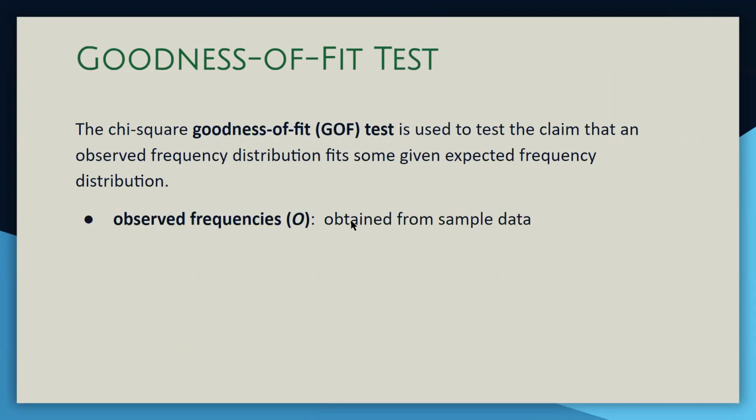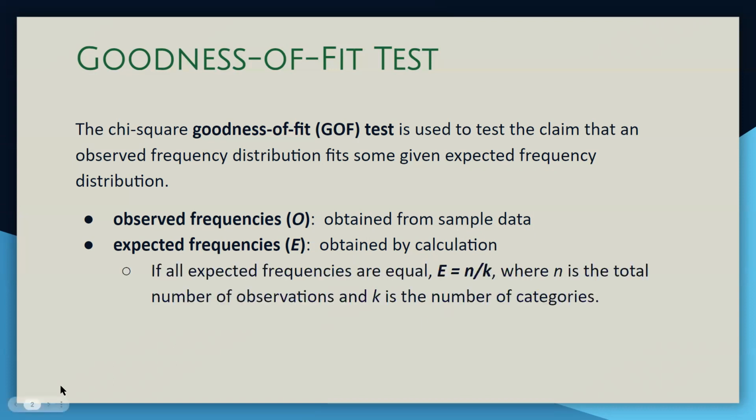Observed frequencies are obtained from sample data, and expected frequencies are obtained by calculation. Effectively, our expected frequencies are those claimed values in our hypothesis test, and our observed frequencies are the sample data that we're comparing to it.